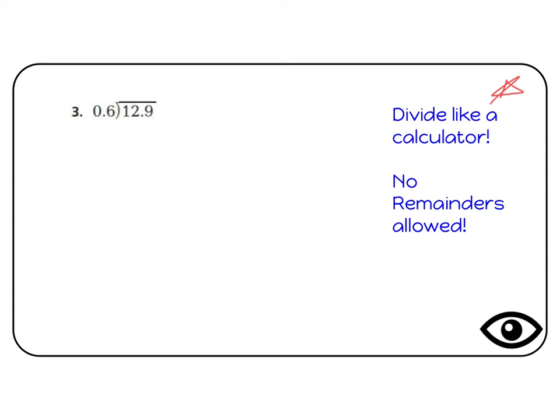Remember from yesterday that we are not allowed to have any decimals outside. So our first step is to move a decimal here and a decimal here. Then we're going to put our decimals straight up and divide just like normal. 6 doesn't go into 1, but it does go into 12 2 times, which is 12. Subtract, no remainder. Now we bring down the 9. 6 goes into 9 1 time, which is 6, and we subtract and we're left over with 3.